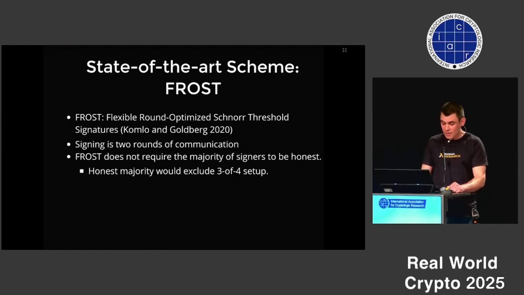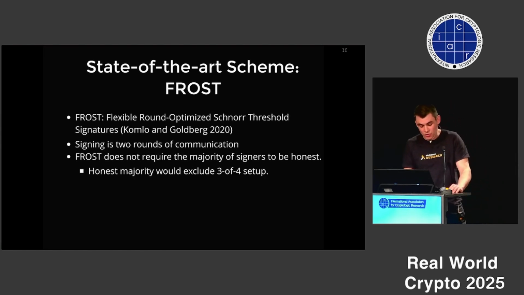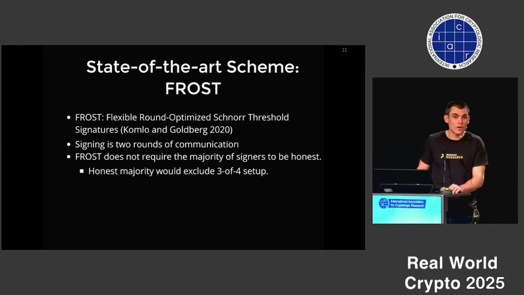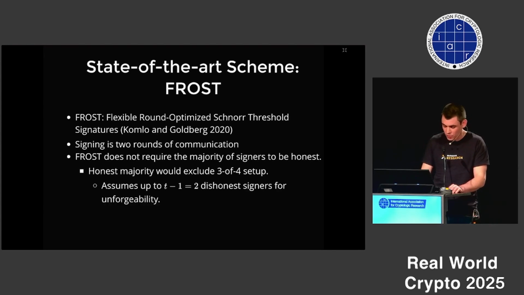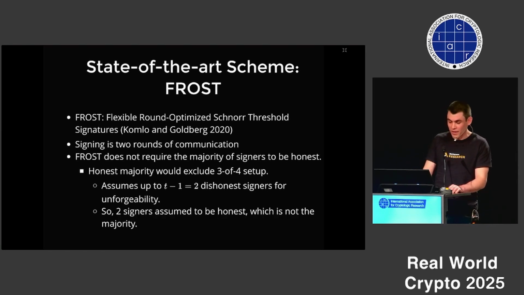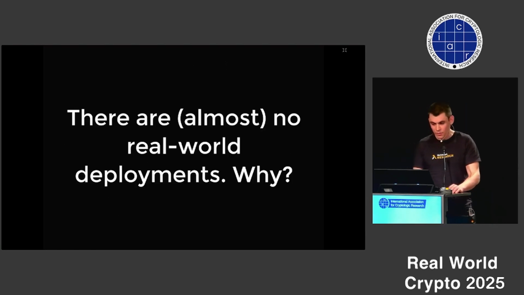And this is important because requiring an honest majority would exclude a 3 of 4 setup, for example. That's because in a 3 of 4 setup, we assume up to T-1 equals 2 signers to be dishonest, but that means there are only 2 remaining honest signers, and that is not a majority. Okay, so this sounds all very promising, but when we look around, we see that there are almost no real-world deployments of this. And why is that?